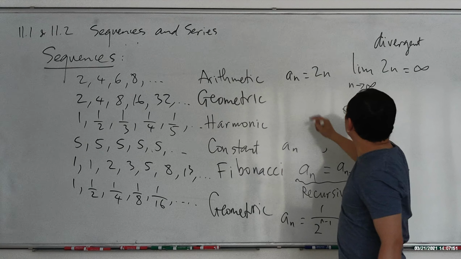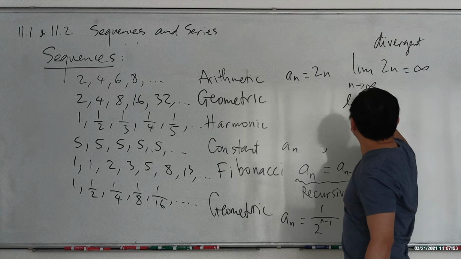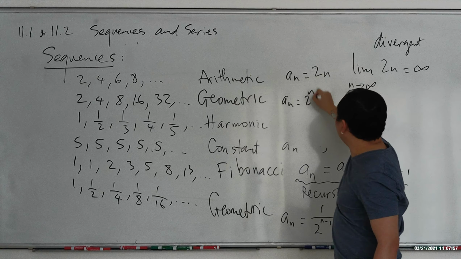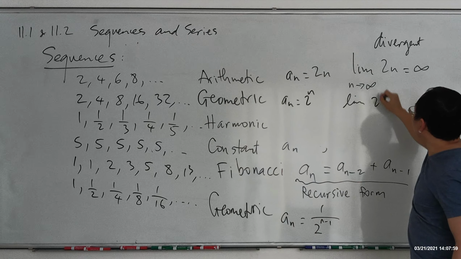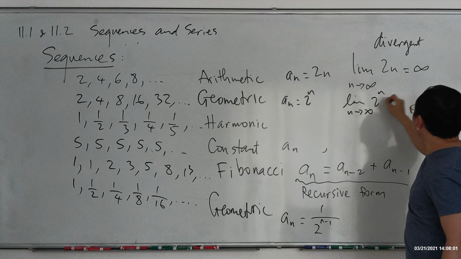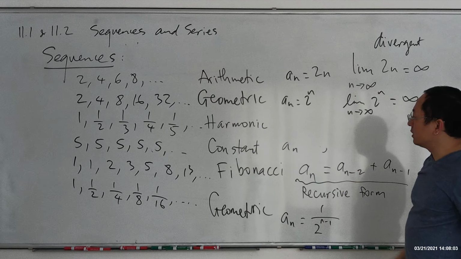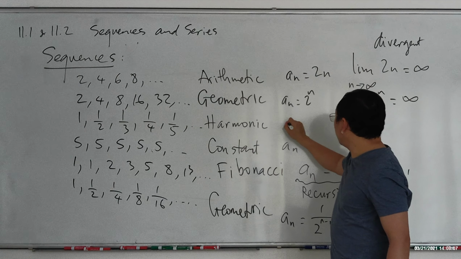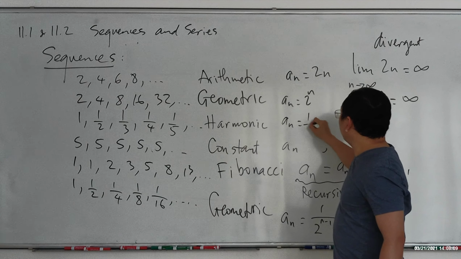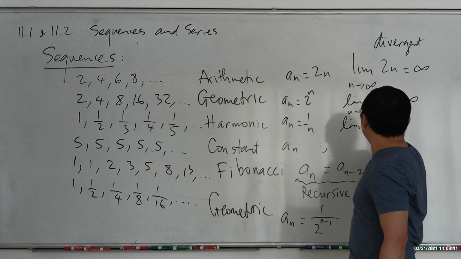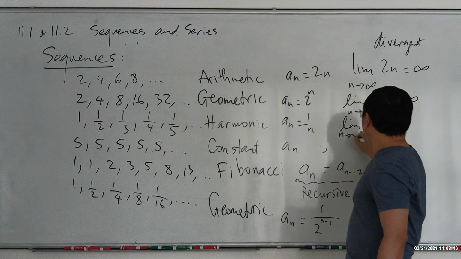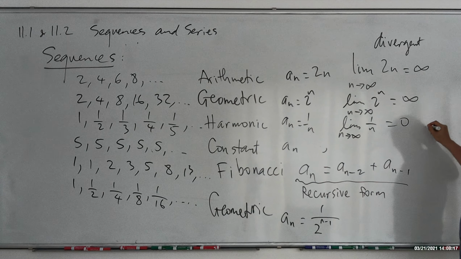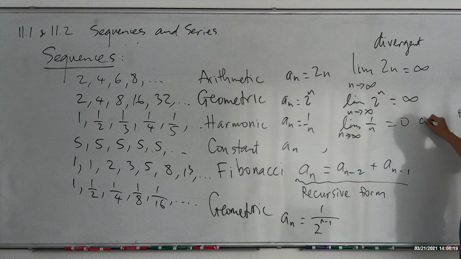This one right here is also divergent because a_n is equal to 2 to the n, I think. The limit of 2 to the n as n goes to infinity is still equal to infinity. Divergent. What about this one? The general term is a_n equal to 1 over n, right? If you take the limit of 1 over n when n goes to infinity, 1 over infinity is equal to 0. So this sequence is convergent.